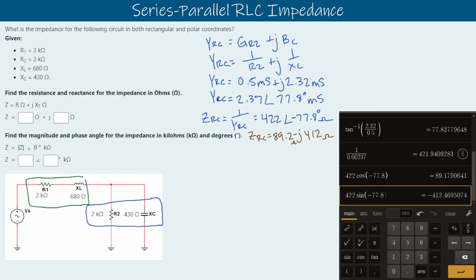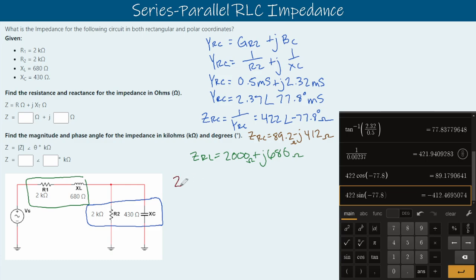So R1 and XL can be combined together in series, so we'll just place them into our Z equation directly. ZRL is equal to the series of R1 and XL, so we'll just plug those directly into our rectangular form equation. So 2000 plus J 680. Those are both already in ohms, and so that means that they directly match up there. We can combine like terms and solve for our ZT. So that is our final stage here.